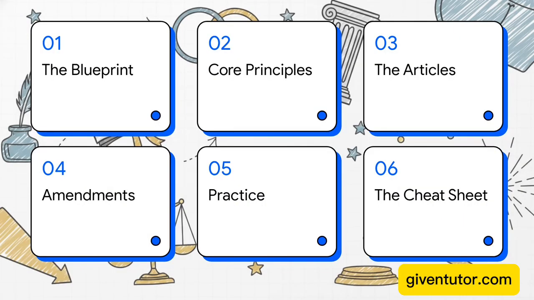Okay, let's dive into this playbook structure. Navigating the map of our government is way easier when we break it down into these clear steps. We'll hit the blueprint for scope and scoring, the core principles in the preamble, the articles for government structure, and the amendments, specifically the Bill of Rights. Then we'll do some practice questions and wrap it all up with a cheat sheet.